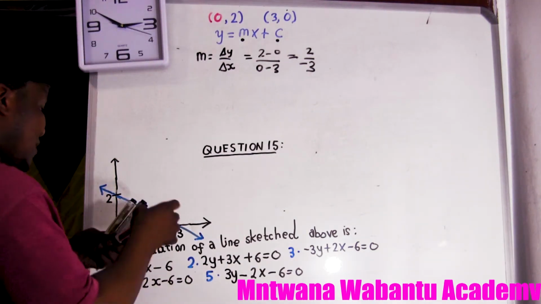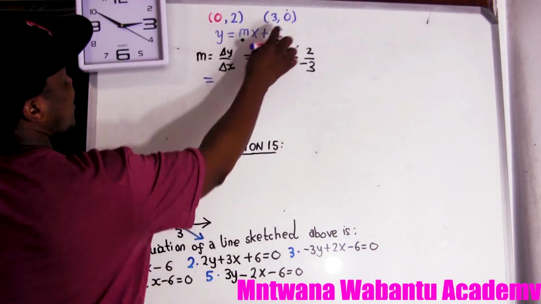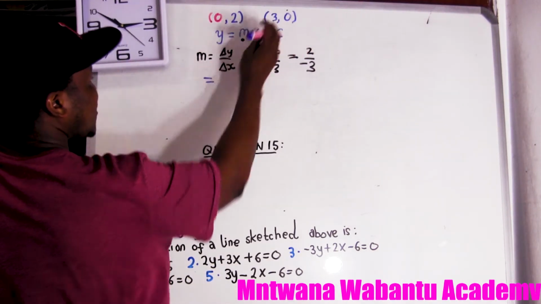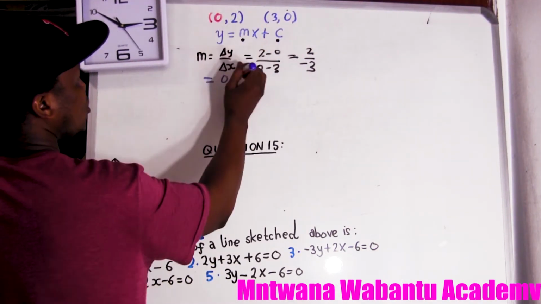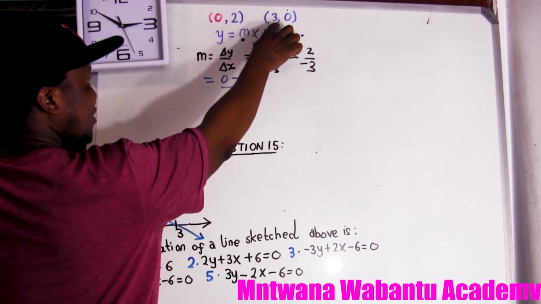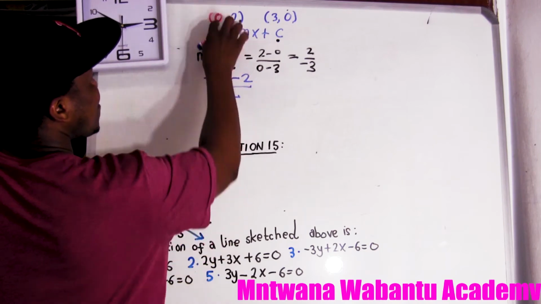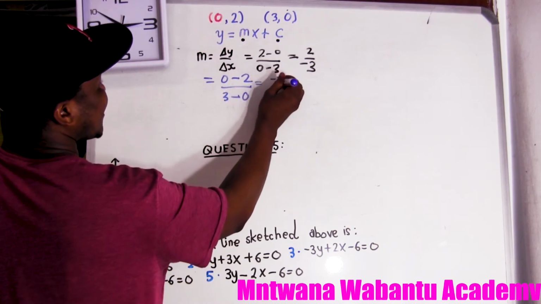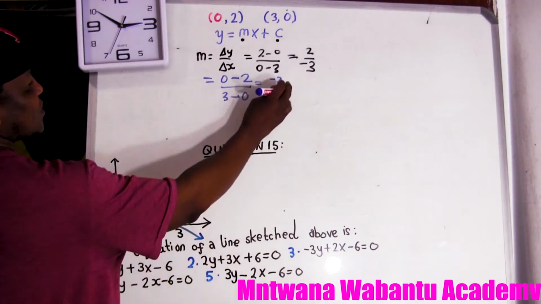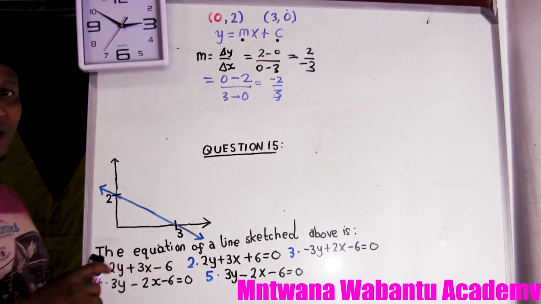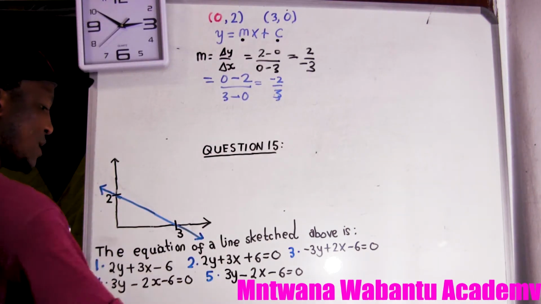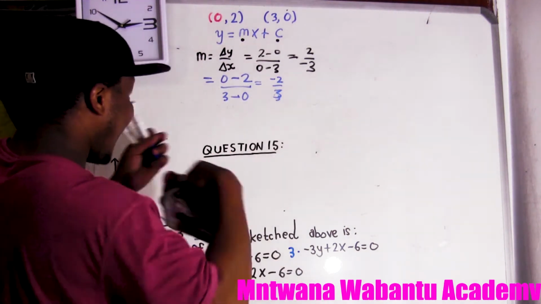Or I could have even done it like this and say, let me start from here. Change in y, let me start from this. So it's 0 minus 2, and then with the x, you must start from this also, because you started the y with this one. So it's going to become 3 minus 0. And can you see, it gives you the same answer. Negative 2 over 3. So either of the two, but whenever you start the set, you must pay attention to that. Don't do it the other way around.